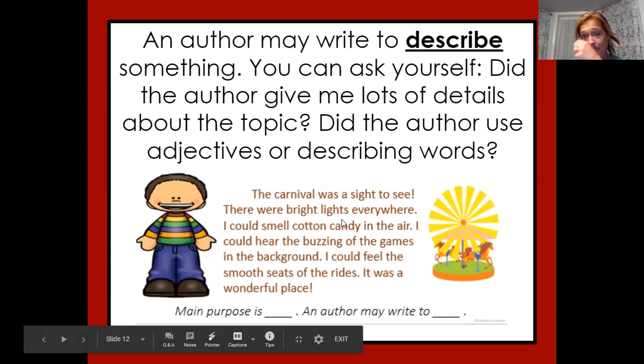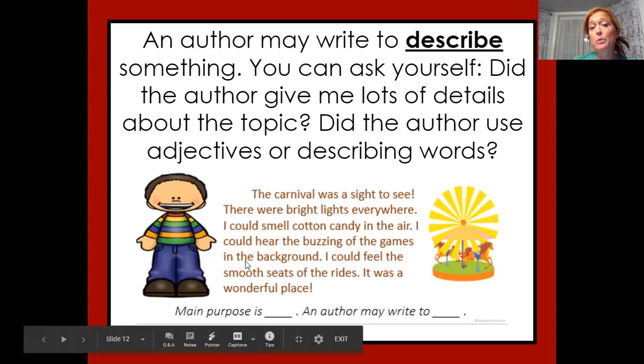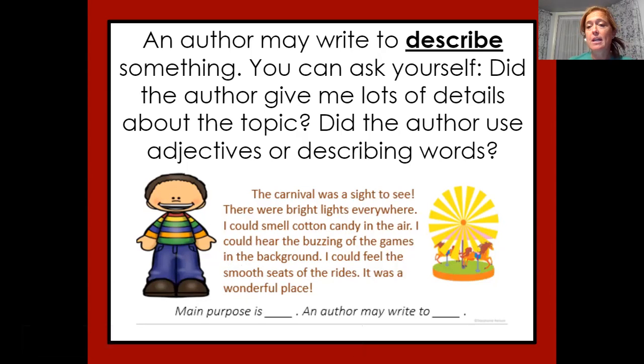Okay, so some of the describing words in this passage: there were bright lights everywhere. You could smell cotton candy. I could hear the buzzing of the games. I could feel the smooth seats of the rides, okay? These are all ways to get the reader to better understand the feeling that the author had in that situation, what they were seeing, smelling, tasting, okay?